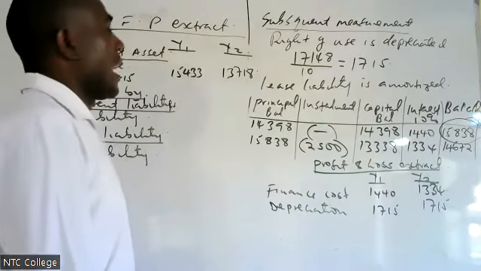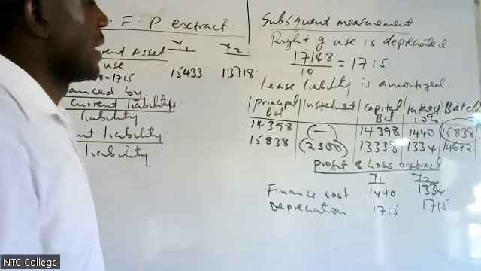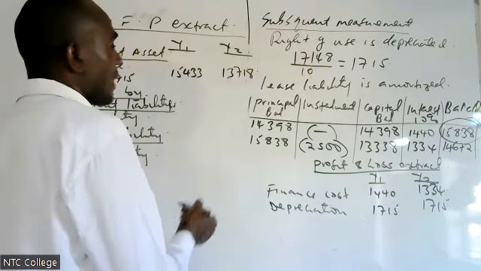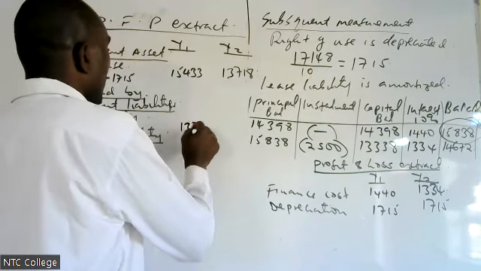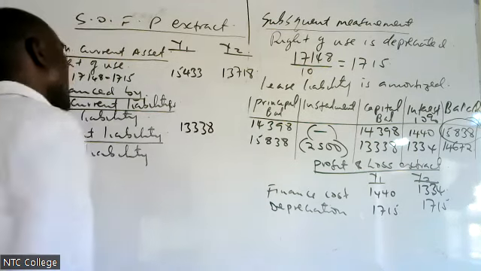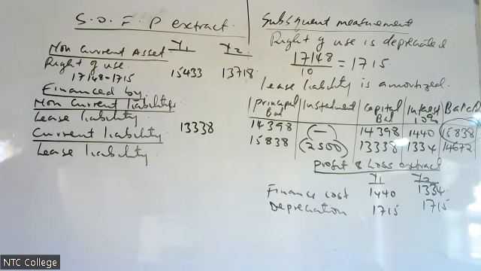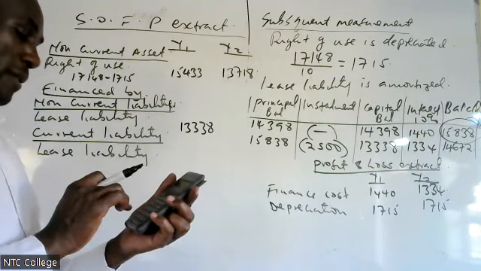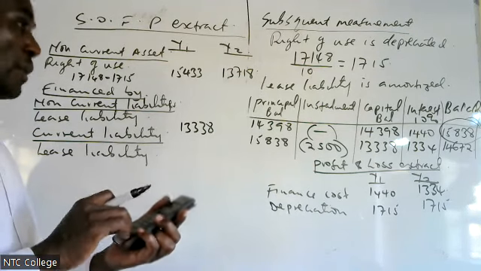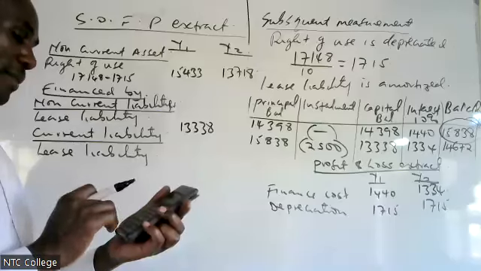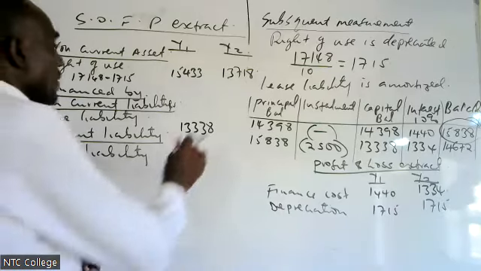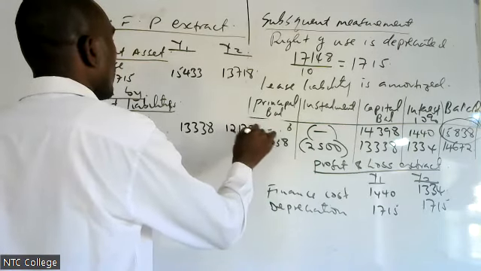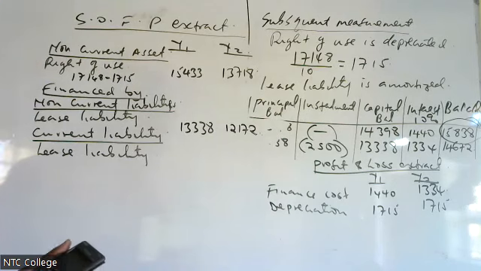Therefore, like in this case, I'm taking 15,838 minus 2,500. Of course, I get 13,338. That is my first non-current liability. Then in the second, I will take 14,672 minus 2,500. I get 12,172. That is the non-current liability.